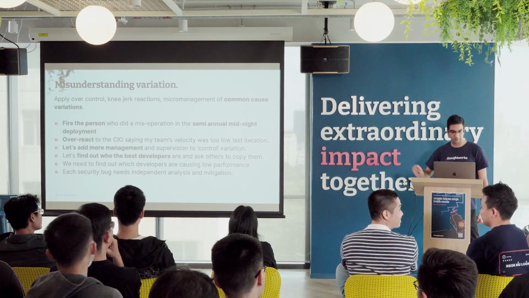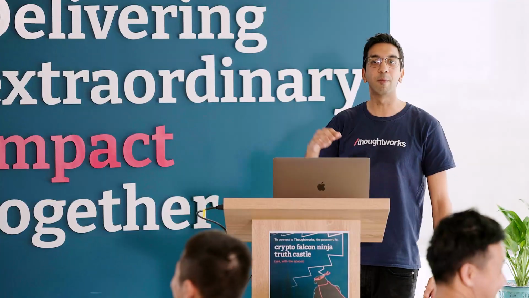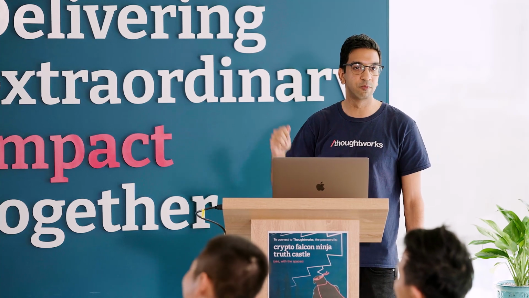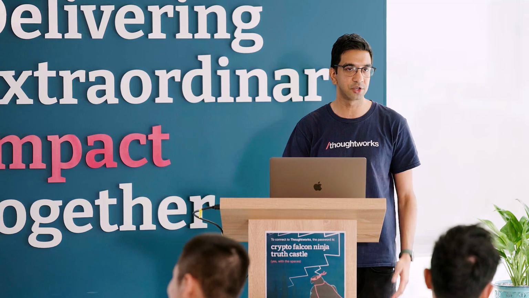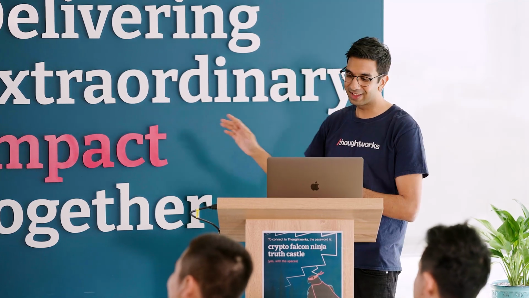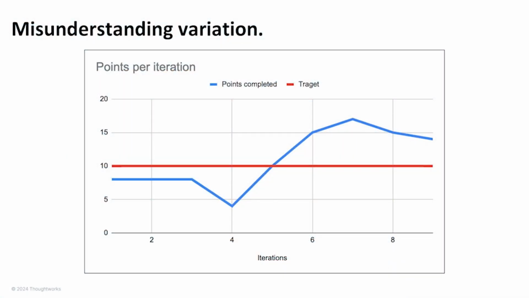The other one that we face a lot is like, oh, I need to report my velocity in the governance forum to the senior management. It's gone down this iteration. Everybody panic stations. So this is something from one of the projects that I was on, and we sort of did a retroactive analysis of what happened.